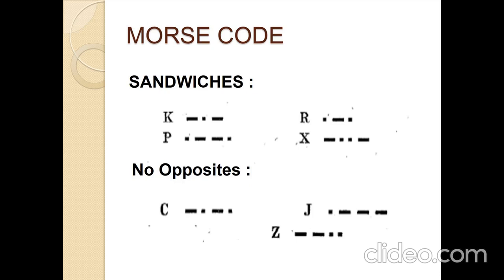Next, no opposites. It will not join with any other. These are the letters which are independent. For C, da did da did. For J, did da da da. For Z, da da did did.